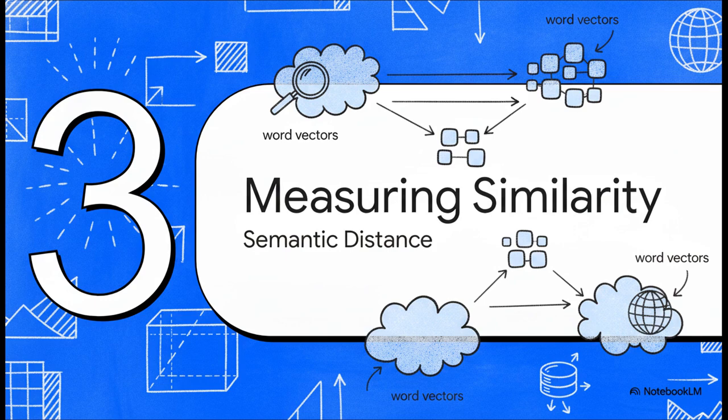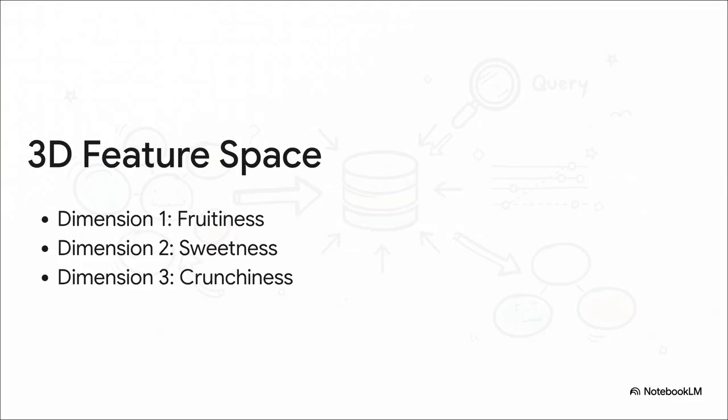Section 3. Measuring semantic similarity. Now that our words are numbers, how do we actually measure the distance between them? To make this tangible, instead of visualizing 1,536 dimensions, which, let's be honest, would totally break our brains, imagine a radically simplified three-dimensional space. In our little universe here, we're measuring just three things: fruitiness on the first axis, sweetness on the second, and crunchiness on the third.